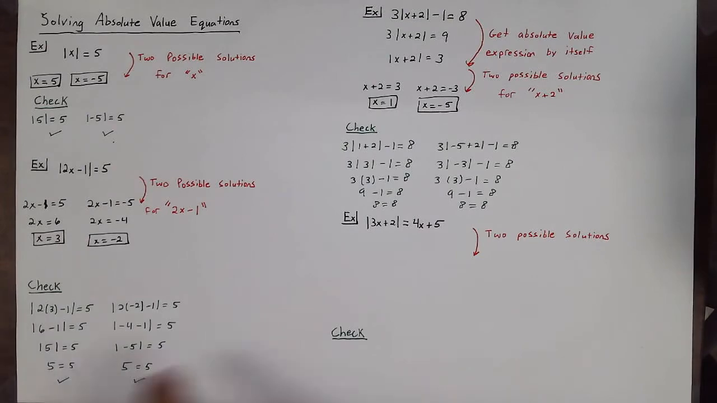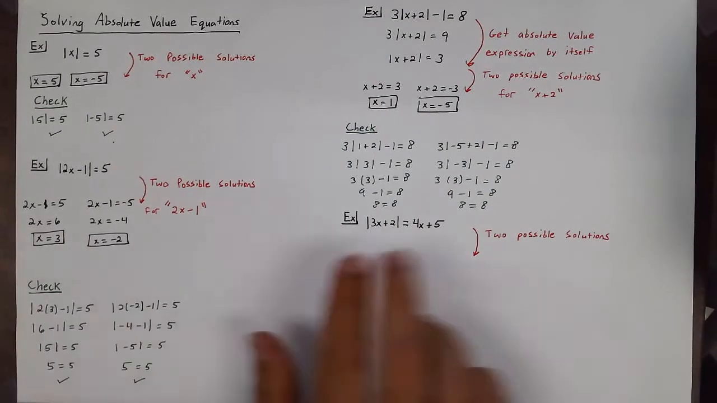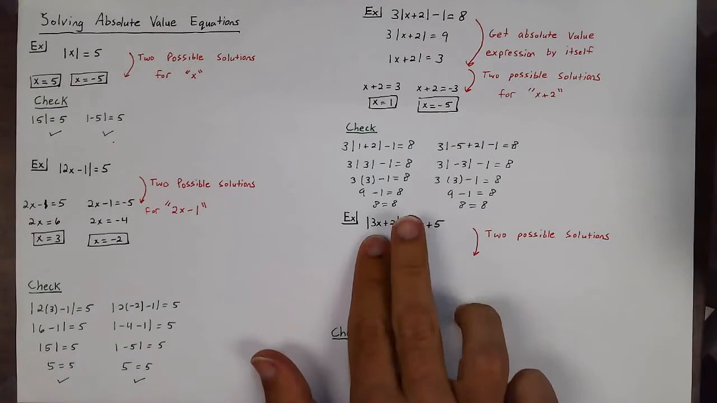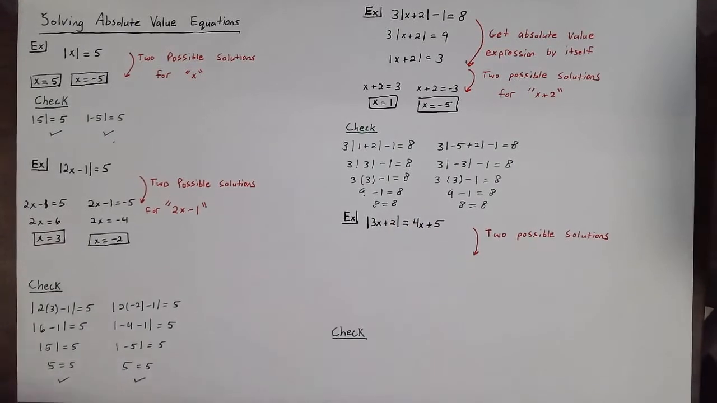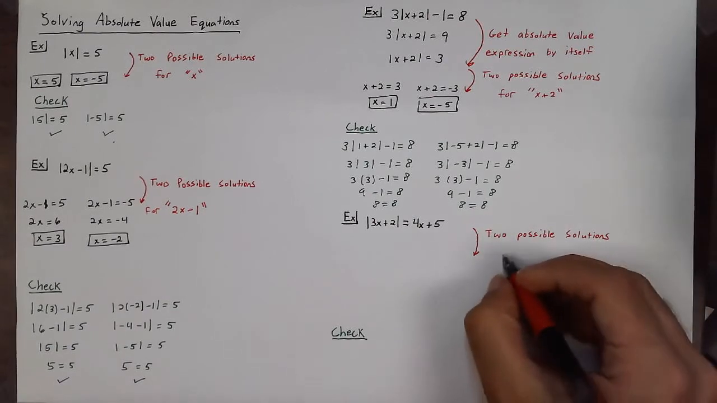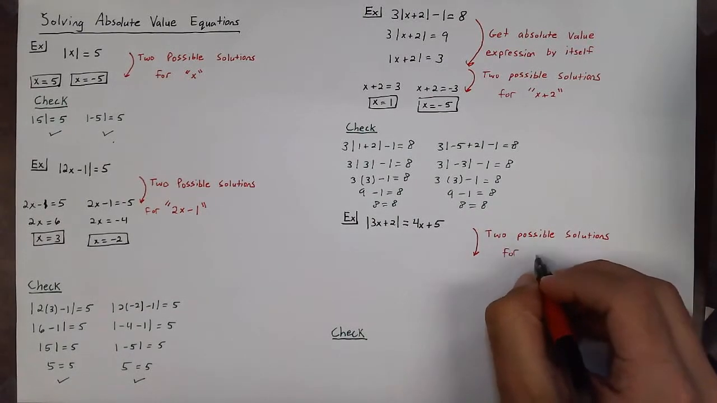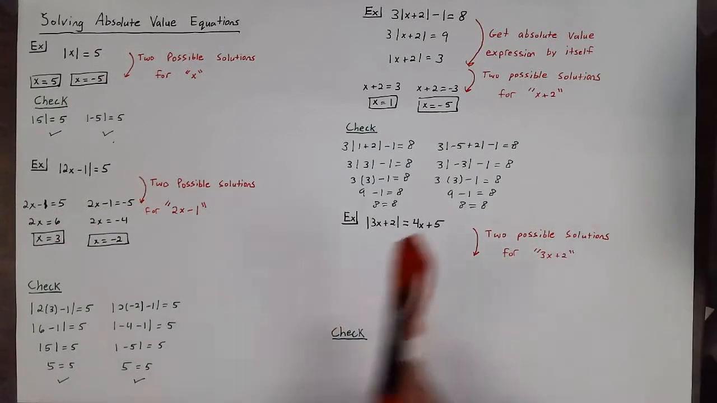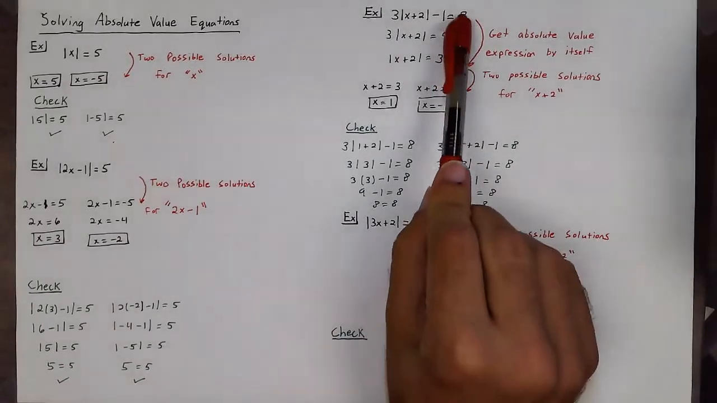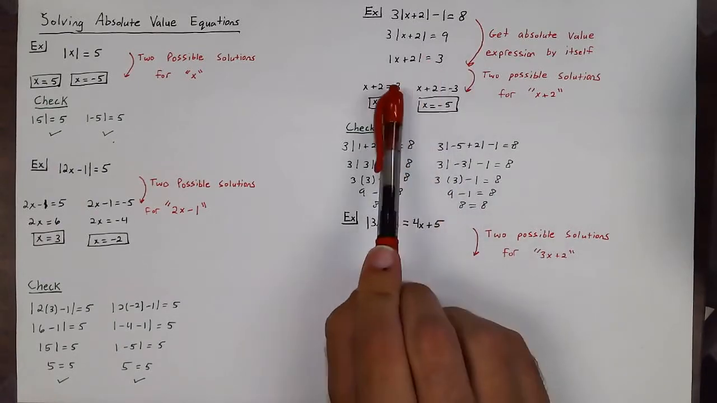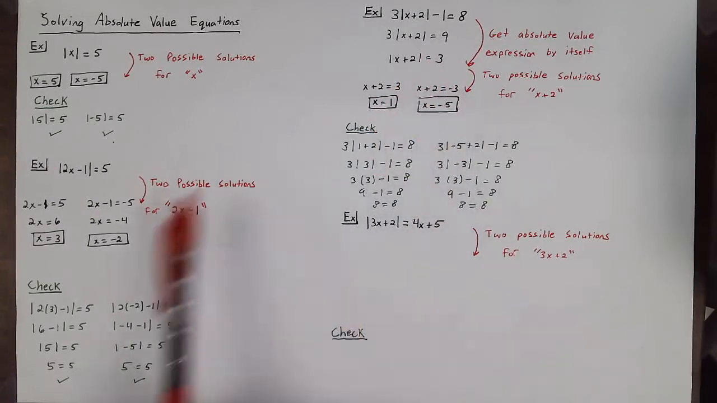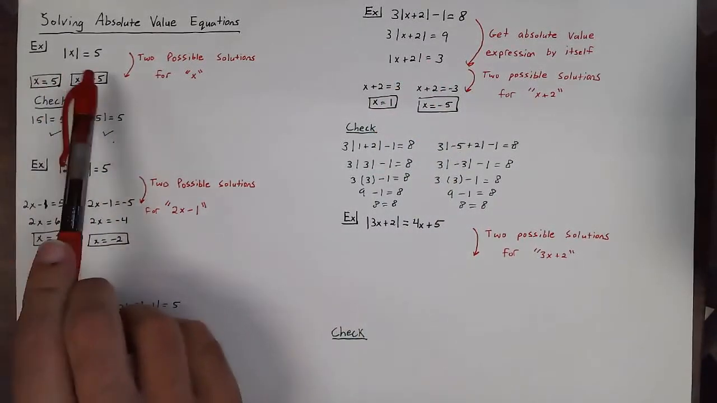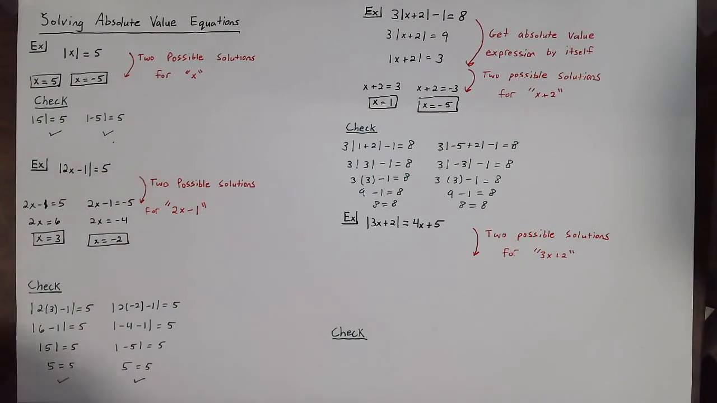Now the last example was written to have a variable both inside the absolute value and outside the absolute value. Which means now when I go to split this up, there are two possible solutions for 3x plus 2. But you may be wondering, how do I do the positive and negative like I did earlier with this 3, like with plus and minus 3, and with plus and minus 5, like in the previous two examples? Well, it is quite simple.